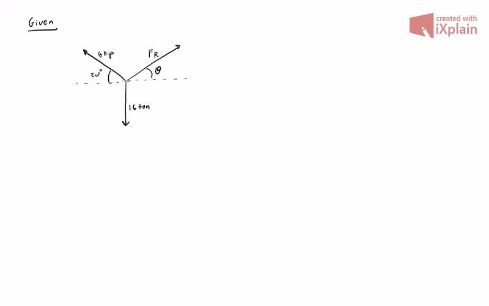So the first thing we have to recognize with this problem is we're given one of our forces in kips and one of our forces in tons. So your first step you always want to do is make sure that you have consistent units throughout. So I'm going to go ahead and convert this. 1 ton is 2 kips. Therefore, that downward force is 32 kips.